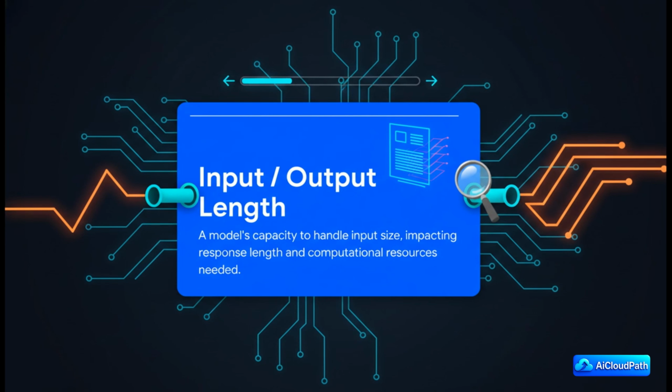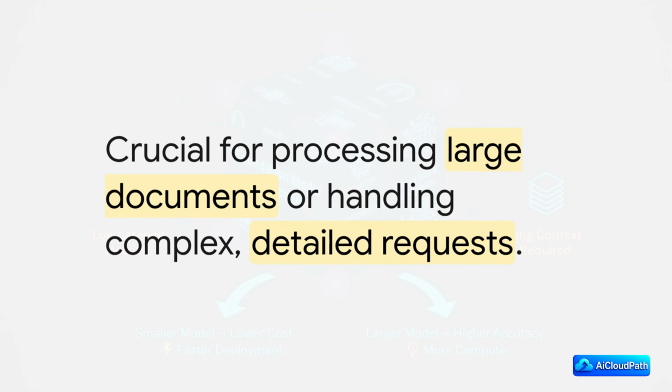All right, another thing to think about is input and output length. This is pretty simple. It's how much stuff you can feed the model at one time and how long of an answer it can spit back out. You'll often hear this called the context window. So why should you care about this?